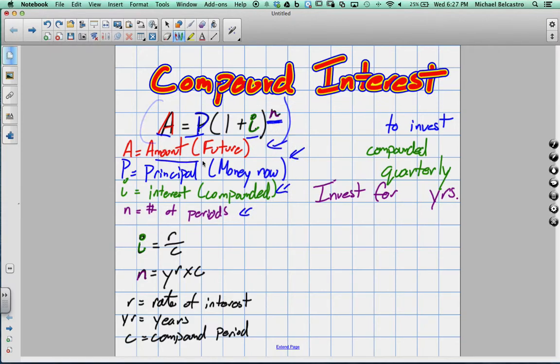A is the amount in the future. P is the principal, so the amount of money you're going to invest right now. I is the interest rate after it's been compounded, and N is the number of periods. But I and N we have to also calculate for. I is the actual rate of interest per year divided by the compound period, and N is the number of years times the compound period. Okay, so that's how we build those two.